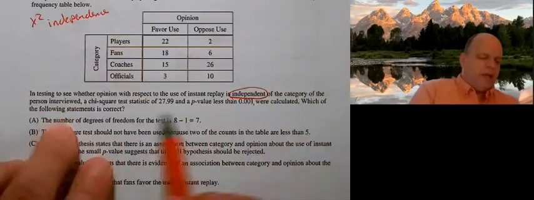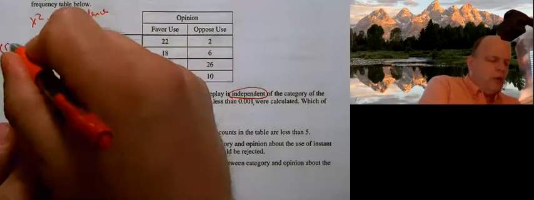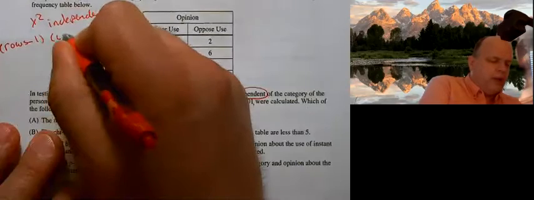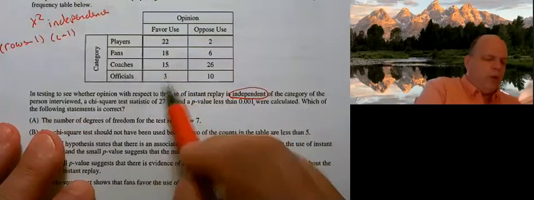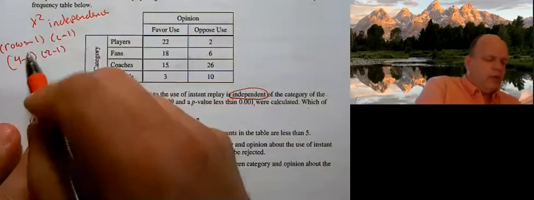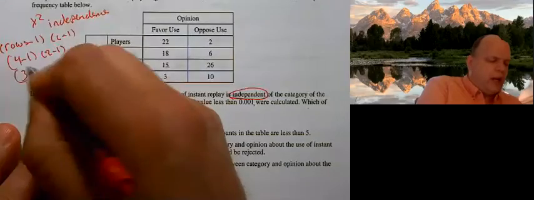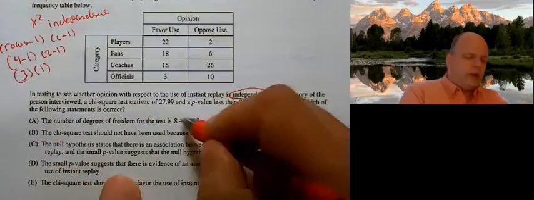First off, it talks about degrees of freedom. Well, degrees of freedom are going to be rows minus 1 times columns minus 1. So we have 1, 2, 3, 4, so 4 minus 1 times 2 minus 1. So this is going to be 3 times 1. So we have 3 degrees of freedom. So no, this is incorrect.